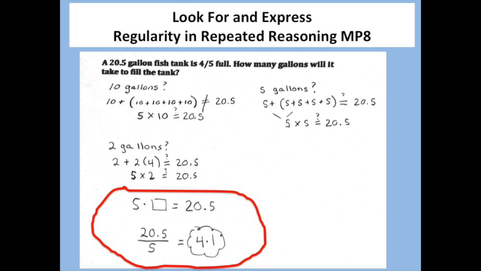Track your calculations, look for the regularity, and what may pop out of that is something that you can then generalize and grab onto and use to find an answer, as this student did, by thinking he multiplied whatever times 5 each time to get 20.5.